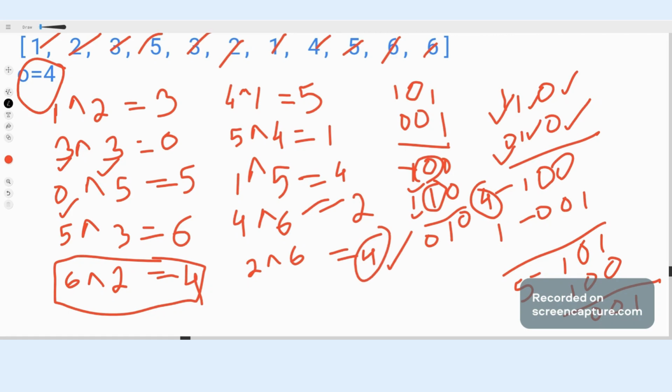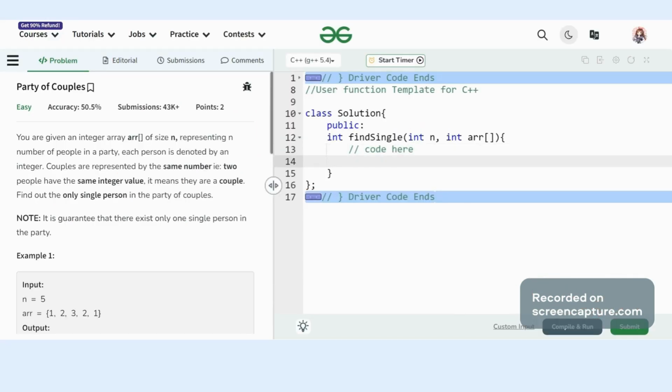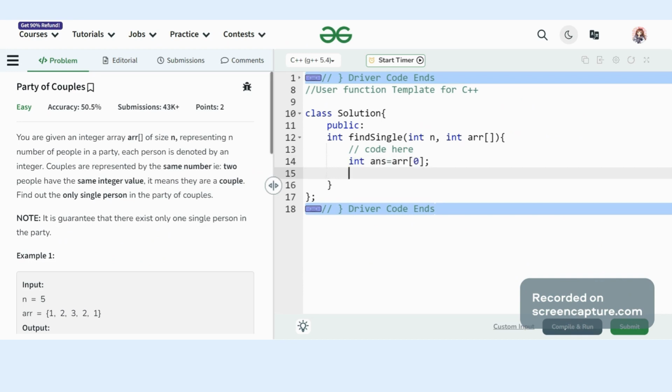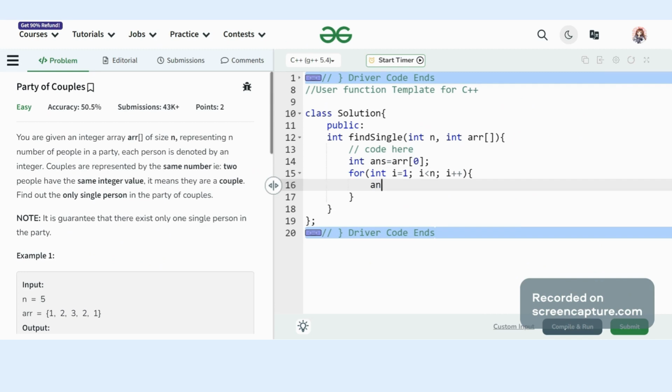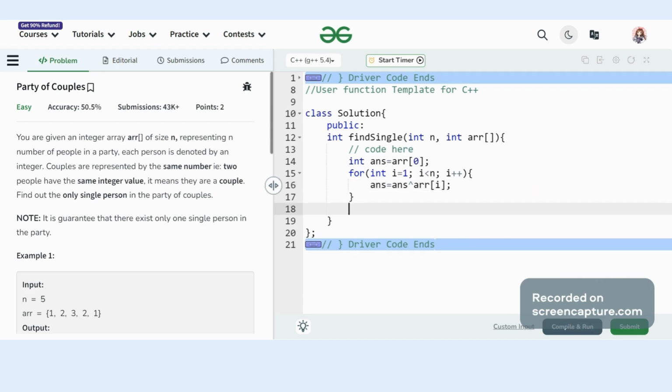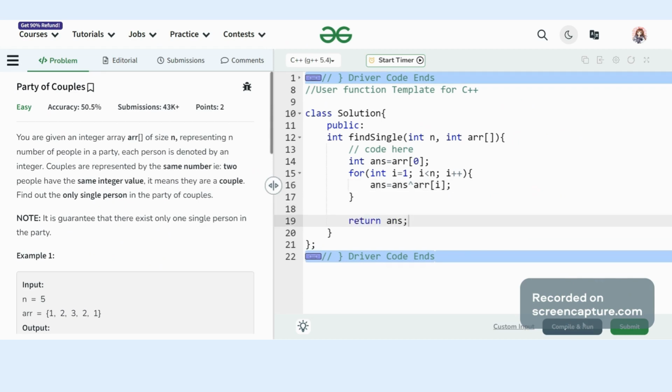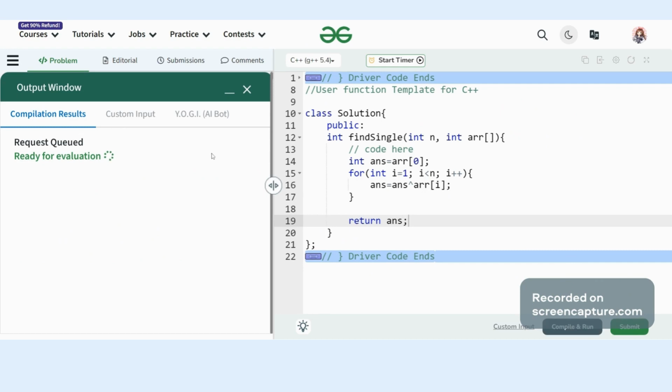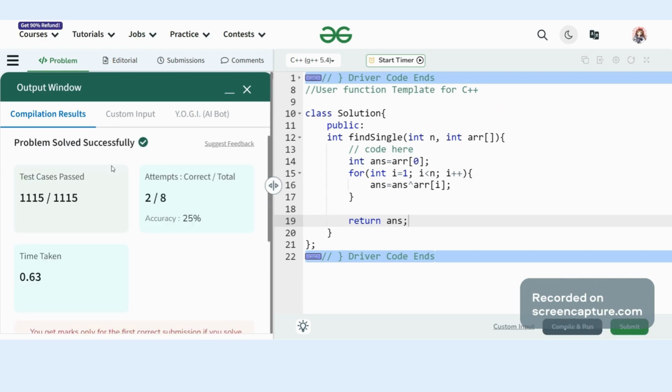Now let's implement the code. Let's take our first element. We will start the iteration from the second element. Now ans XOR arr[i]. Then XOR and return the answer. Let's compile and run. We are getting correct output. Let's submit. Okay, so the problem is solved successfully.